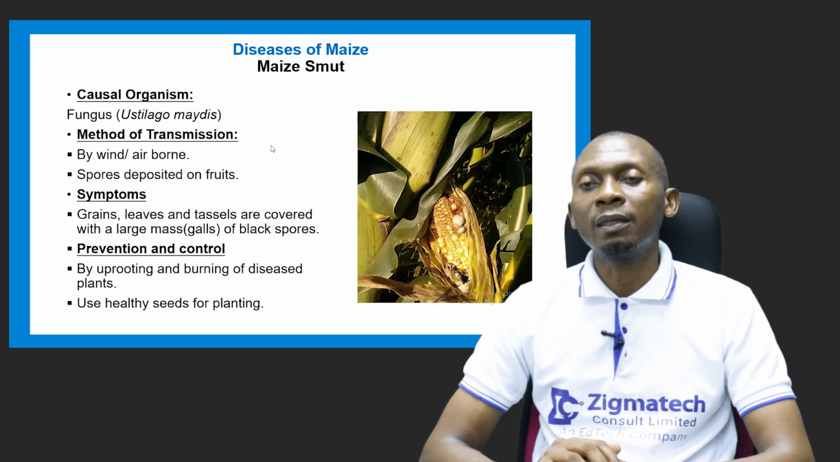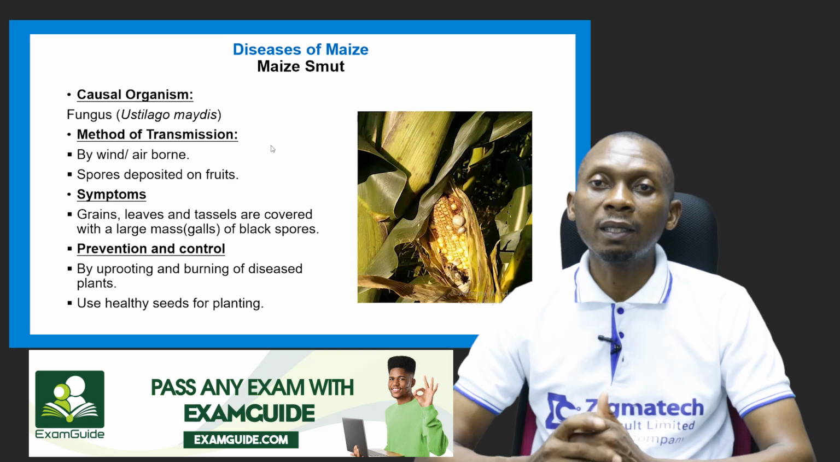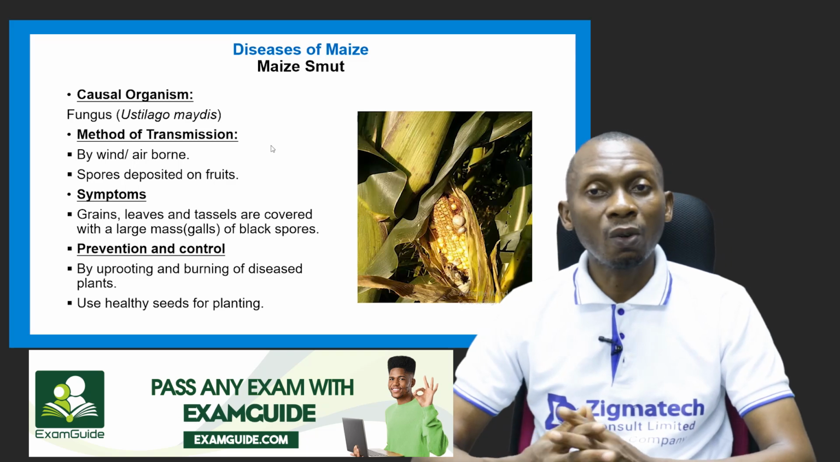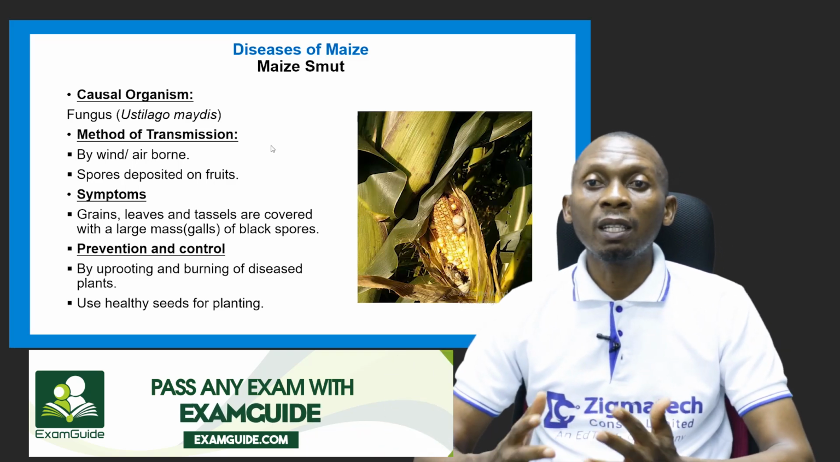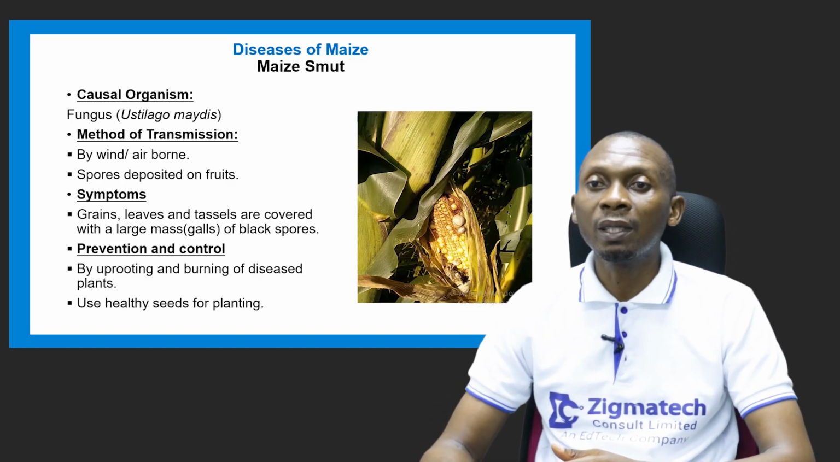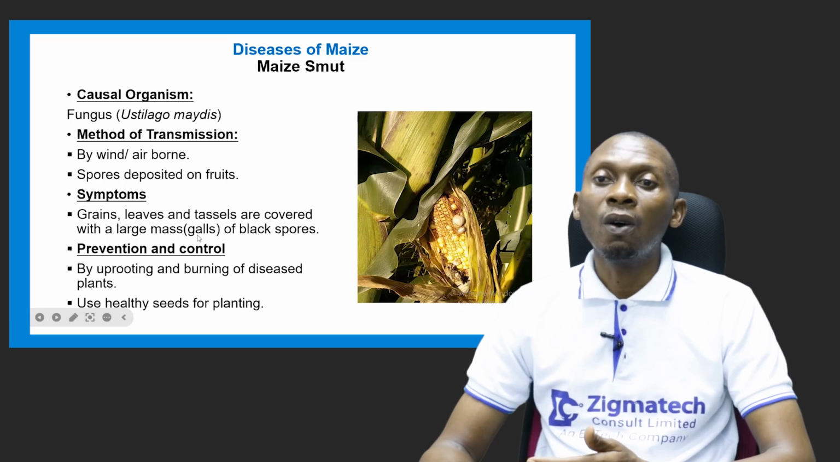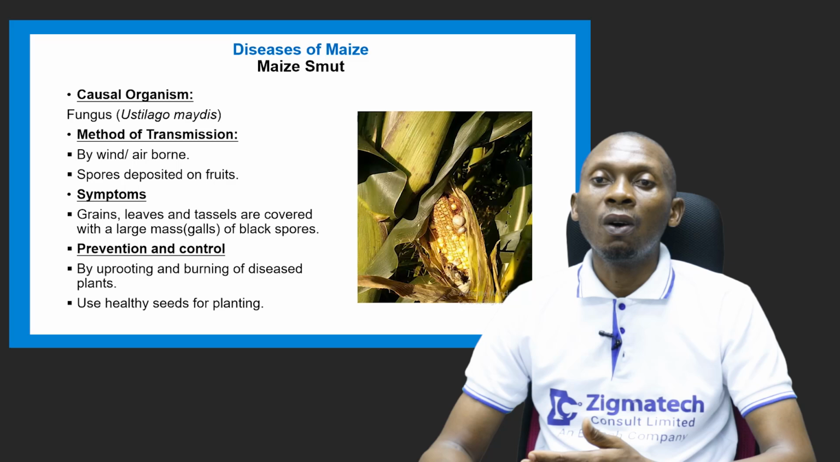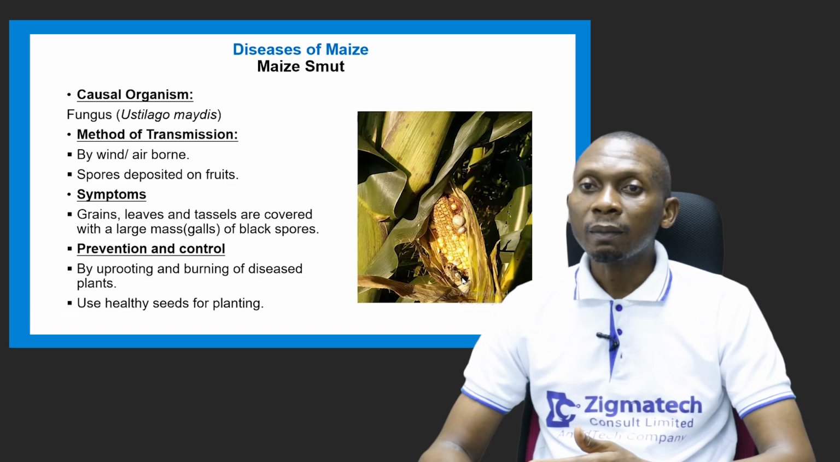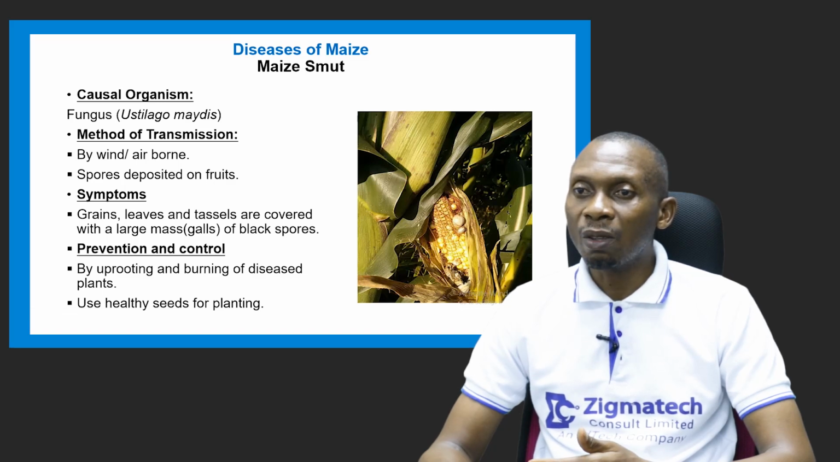We have maize smut as another disease that affects maize, which is a fungal disease caused by a fungus, Ustilago maydis, and it's transmitted by wind, or you can say airborne, and the spores are deposited on the fruits. Now, the symptoms are the grains, the leaves, and the tassels are covered with a large mass, also referred to as galls, or a large mass of black spores. If you look closely, you can see that the grains are covered with a mass of galls, which are black in color. If you can take a look here, you can see it here.